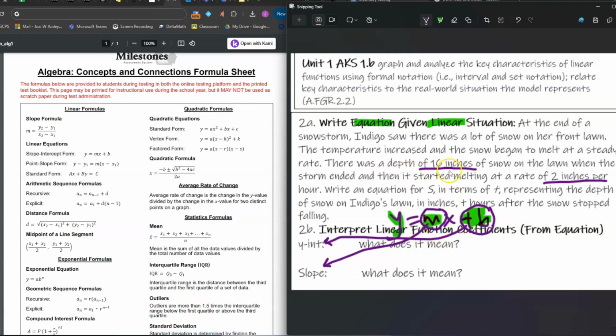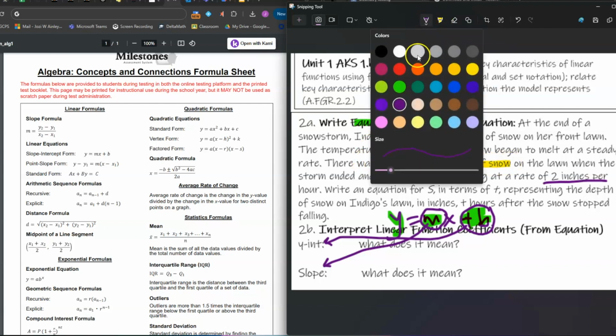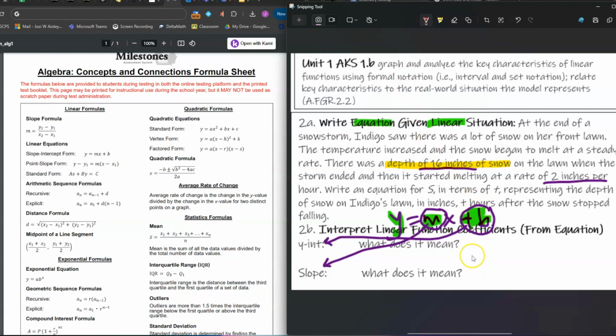All right, so 16, is that my start or is that what it's changing by each time? Is it changing by 16 every time or is that what I start with? Hopefully you've said that that is what I start with. And why is that? Because it says the depth of my snow was 16 inches. So that is what I start. So therefore, that means that 16 inches is my y-intercept. So I'm going to put 16. I'm going to write it down here, but again, remember you're writing it over there. I start with 16 of my depth, right?